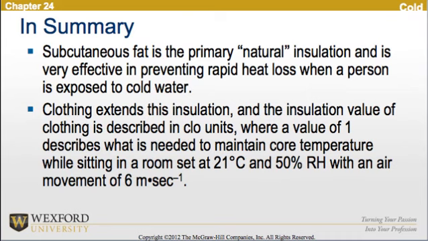In summary, subcutaneous fat is the primary natural insulation and is very effective in preventing rapid heat loss when a person is exposed to cold water. Also, clothing extends this insulation, and the insulation value of clothing is described in CLO units, where a value of 1 describes what is needed to maintain core temperature while sitting in a room set at 21 degrees Celsius and 50% RH with an air movement of 6 meters per second.